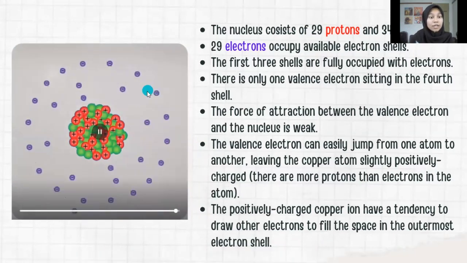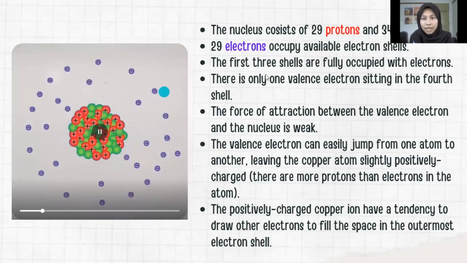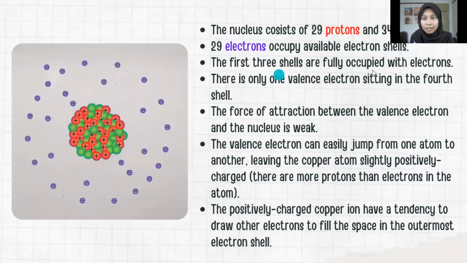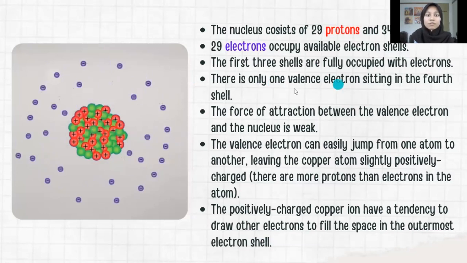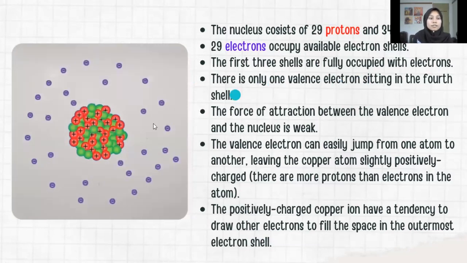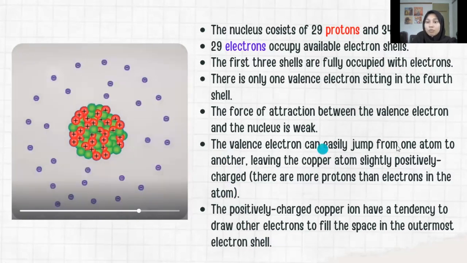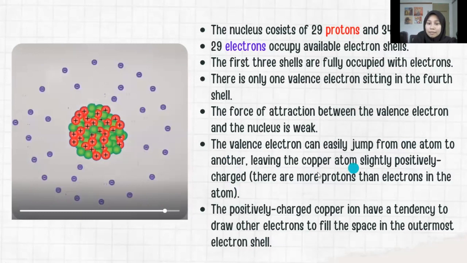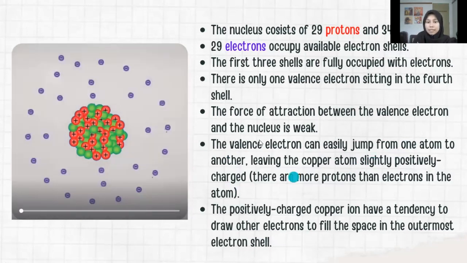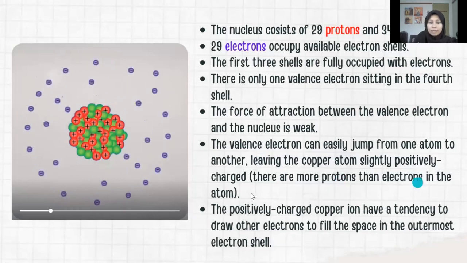There are 4 electron shells around the nucleus. The first 3 shells are fully occupied with electrons. There is only 1 valence electron sitting in the 4th shell. So, the valence electron can easily jump from one atom to another, leaving the copper atom slightly positively charged, which means there will be more protons than electrons in the atom.